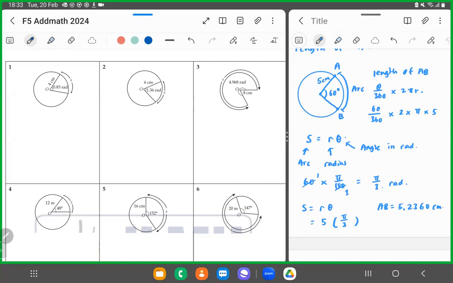Okay, 2 more minutes. You will need to be careful of number 6, because the question is asking you to find the length for the other side here, not the minor one, but the major part. So you will need to get the angle for this part first.